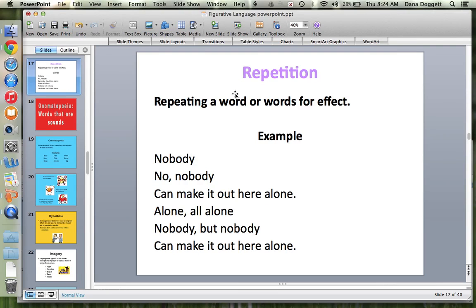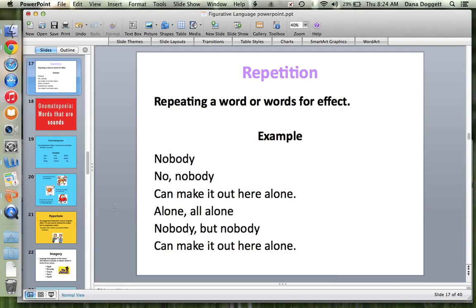The next one is repetition, repeating a word or words for effect. So an example is from this poem. Nobody, no nobody, can make it out here alone. Alone, all alone, nobody but nobody can make it out here alone.